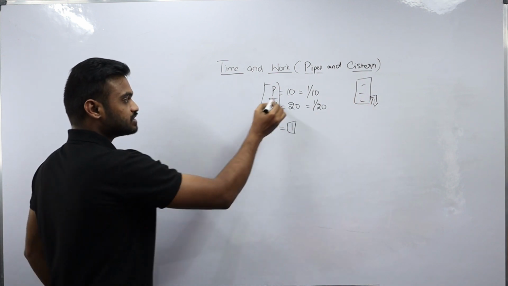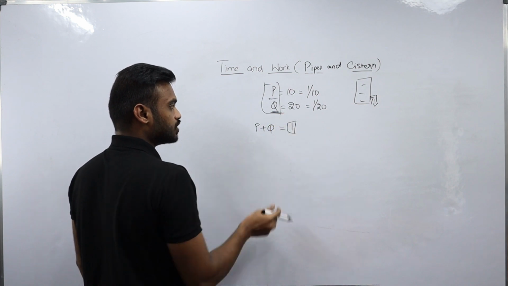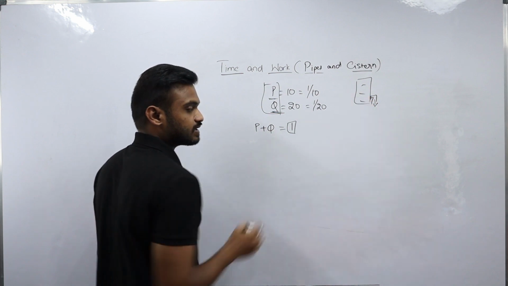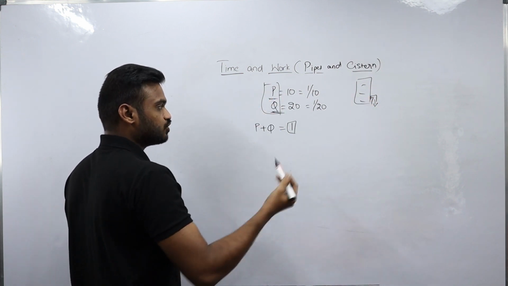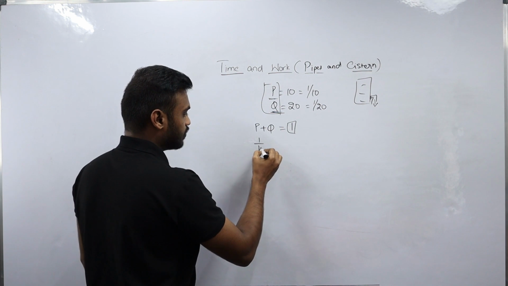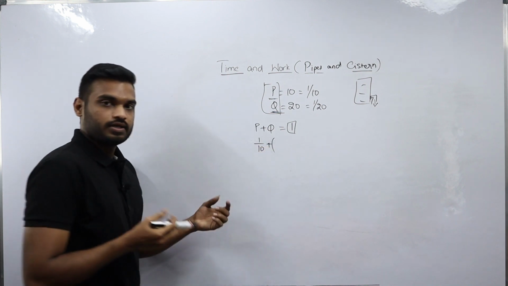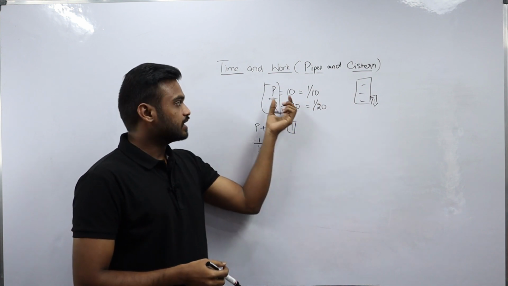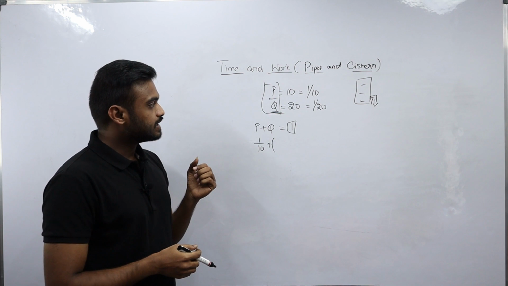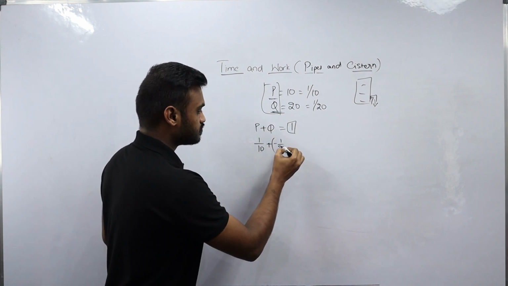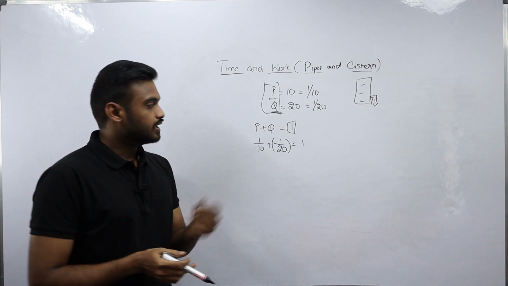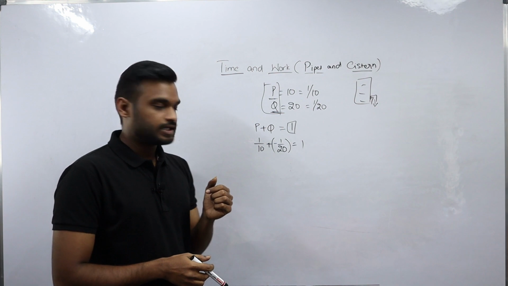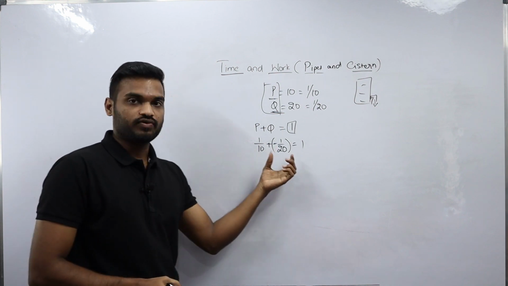Now P is trying to complete the work and Q is trying to remove the work. Removing the work means emptying the water in the tank. P is trying to fill the tank, so we write 1 by 10, plus Q is trying to empty whatever work was done by P, so we write minus 1 by 20. Here Q is trying to empty the water that was already filled by P, so we write this as negative in the total work done.